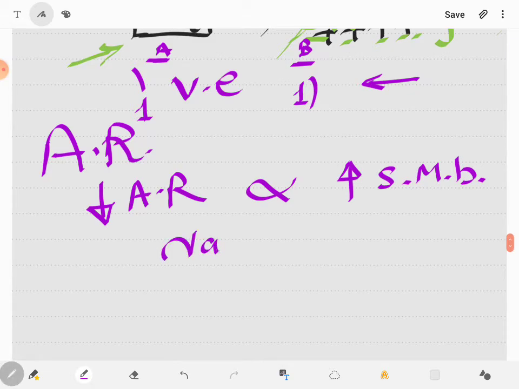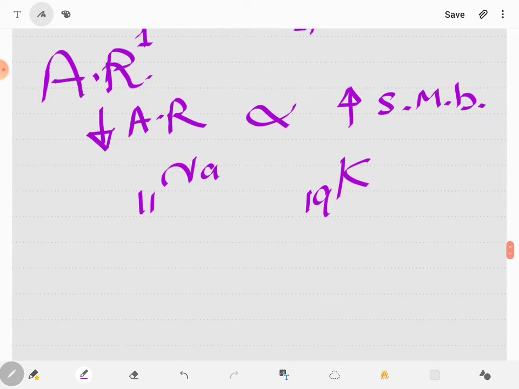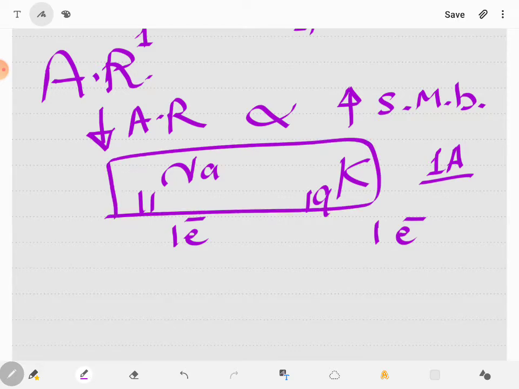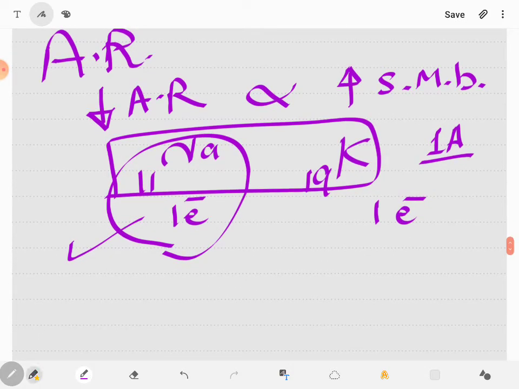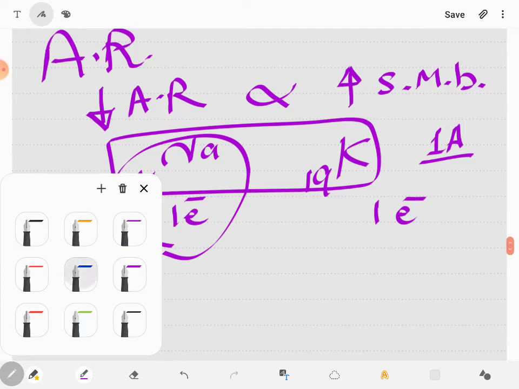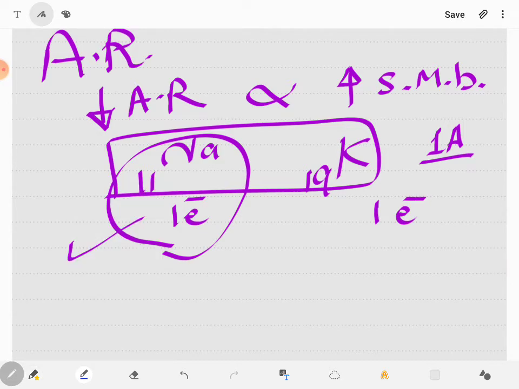For example, sodium 11, here potassium 19. The outermost is group 1A, of course. The outermost has one electron. So can I say both are the same in everything? No. This one has a small atomic radius, so it will have a strong metallic bond. Done? Because it has a small atomic radius. I'm talking about the bond, not all the metallic character.